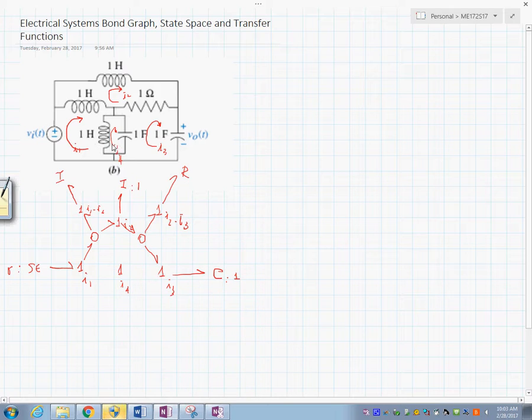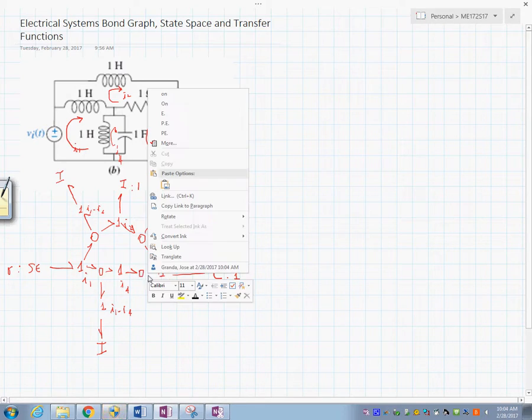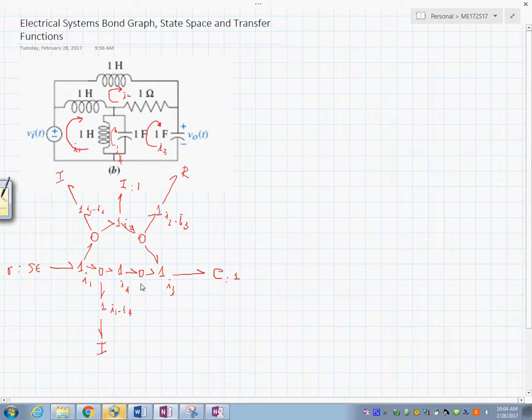Now in between 1 and 4, we also have this situation. This is going to be I1 minus I sub 4, and we have this I element in here. And between I sub 4 and I sub 3, you have also one of these. And this is a 1. And this is going to be a C element here, like that. And this is our bond graph model.